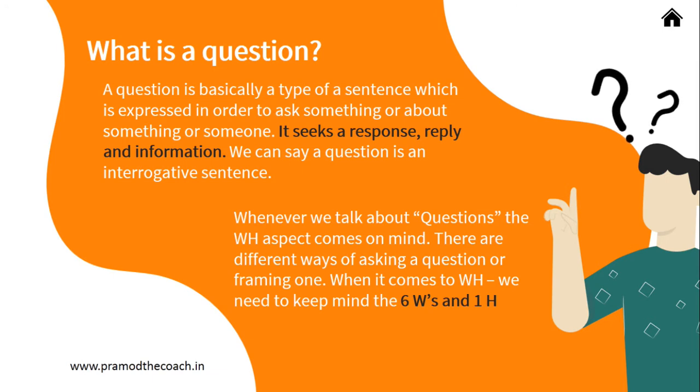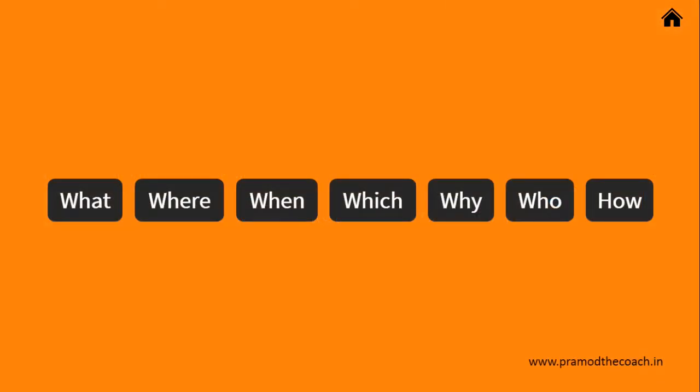Whenever we talk about questions, the WH aspect comes to mind. There are different ways of asking or framing a question. When it comes to WH, we need to keep in mind the 6 W's and 1 H. So let us look at what the 6 W's and 1 H are. The first W is what, the second is where, the third is when, the fourth which, the fifth why, and the sixth who, and the H is how. So this is how we ask questions: what, where, when, which, why, who, and how.